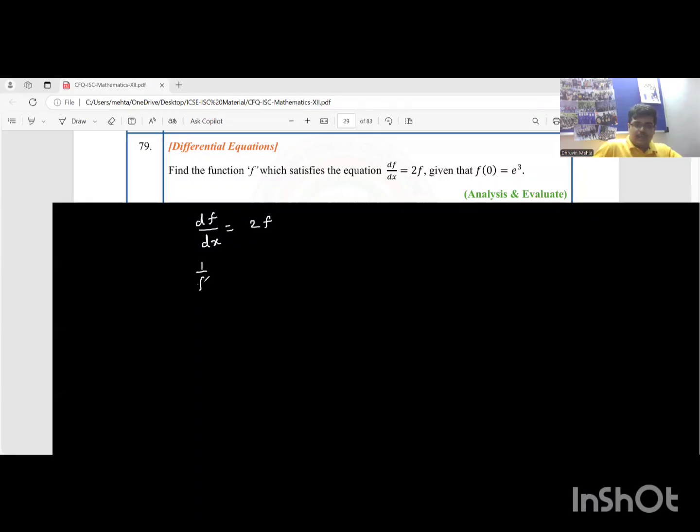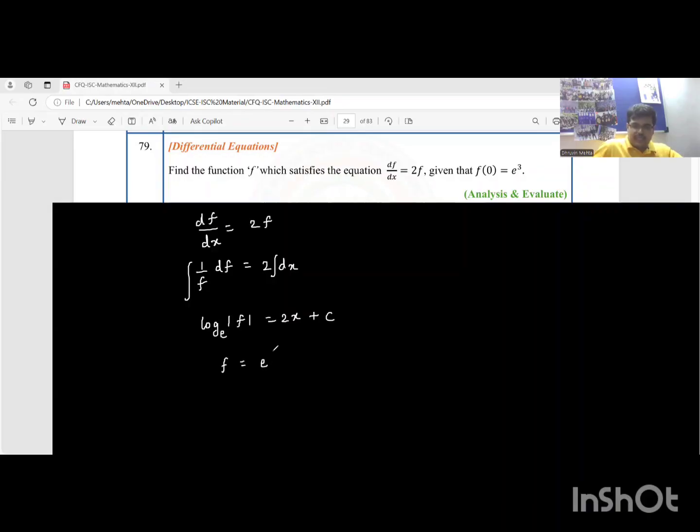I'll take f in the denominator, students. So we have 1 upon f df is equal to 2 dx. When you integrate this on both sides, students, you will simply get that log mod f is equal to 2x plus c. We have to figure out what is c, students. Now, when we say f of 0 is equal to e to the power q, we'll have to first find f from here. Do you understand the base is e over here, students?